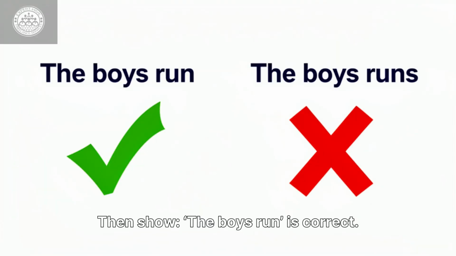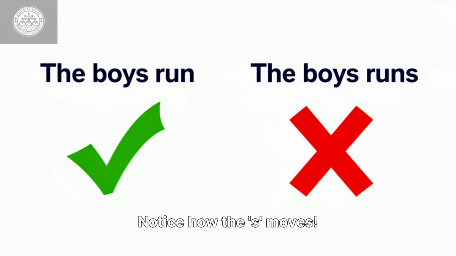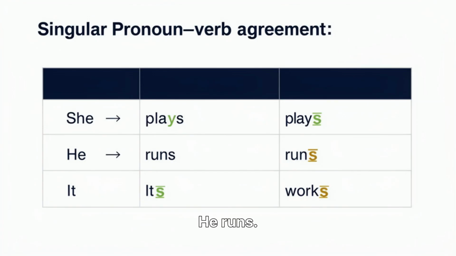Then, "The boys run" is correct. "The boys runs" is incorrect. Notice how the S moves. She plays football. He runs. It works. The S at the end of the verb makes it singular.